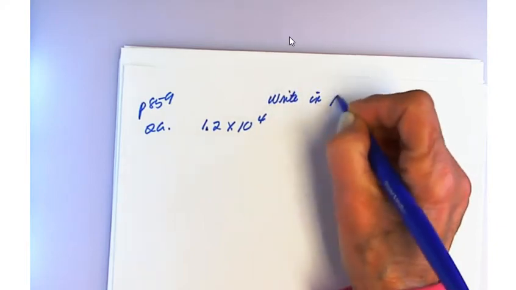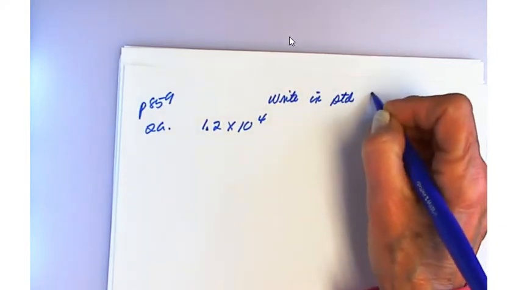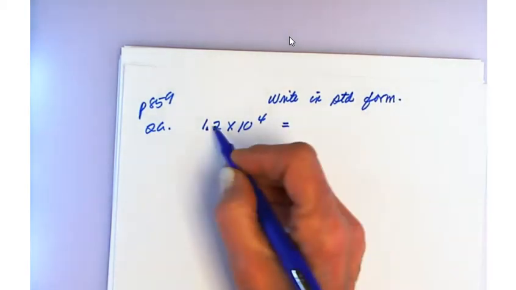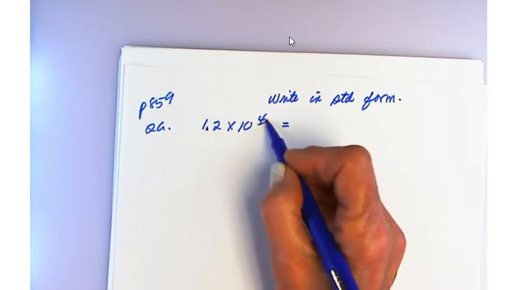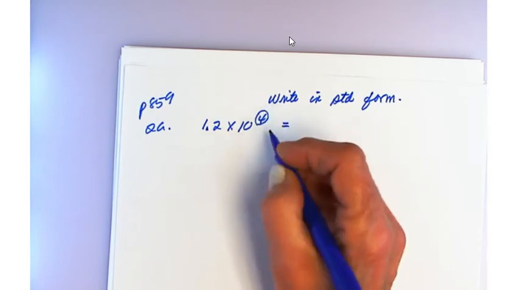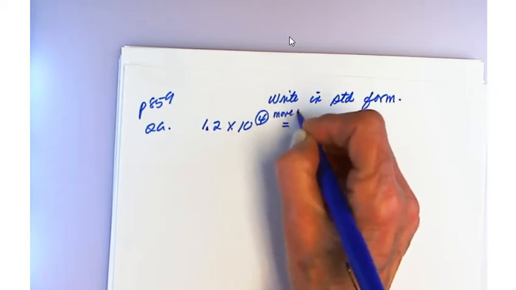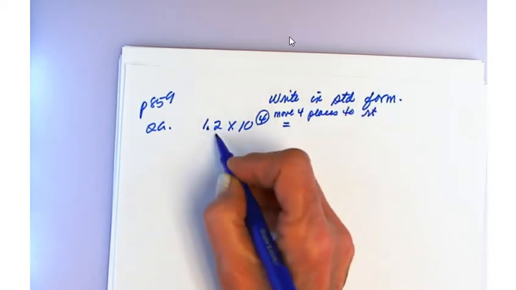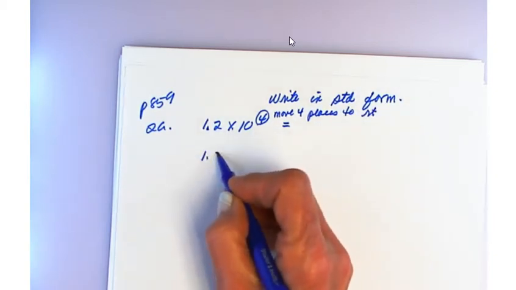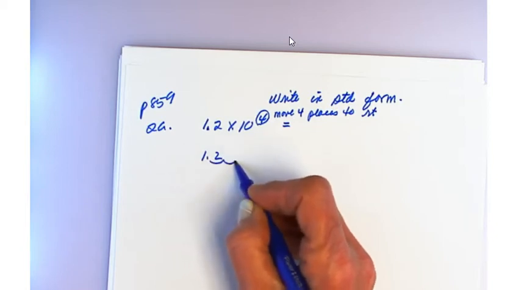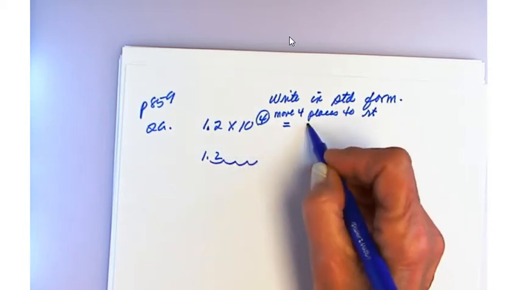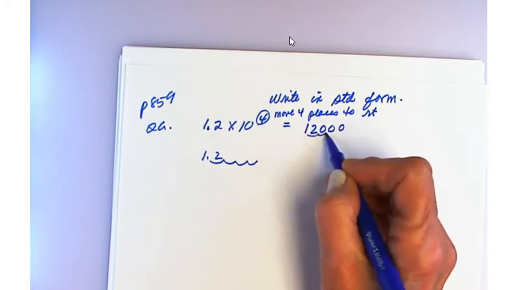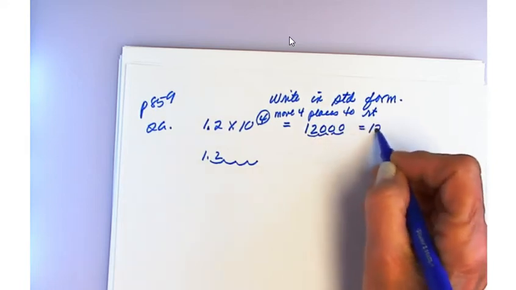That means we have to actually multiply it out and get a number. So we're going to have this. This tells me to move it 4 places to the right. Okay, so I have 1.2. I have to move it 1, 2, 3, 4. That tells me I'm going to add on 3 zeros. I went from here to here as 1, 2, 3, 4, and I get 12,000.